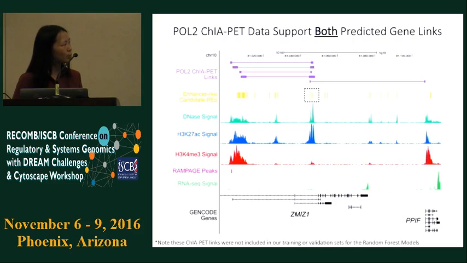the prediction, you can see the genome in the genome browser. The candidate RE with the SNP is here, and the gene that it's in is here, and then this predicted target gene is next door over. You can see that in addition to the prediction, we also have Pol2 ChIA-PET links that link this candidate RE with the promoter of ZMIZ1 and then the promoter of PPIF. I just want to note that these ChIA-PET links were included in neither our training nor the validation set for building the random forest models. So they constitute independent support for the prediction.